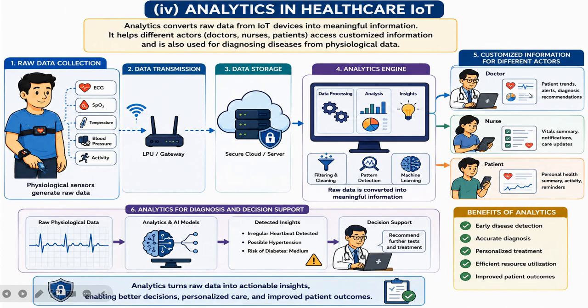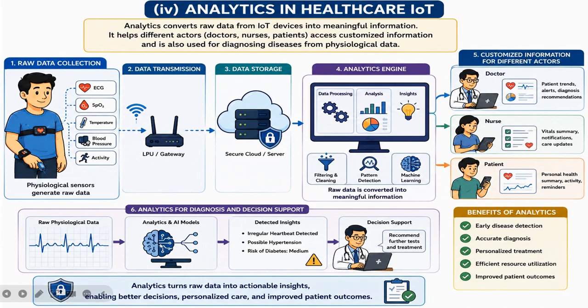Now, here you can see how different users receive the customized information based on their roles. So a doctor receives the detailed diagnostic report, then patient trends and the treatment recommendations, and here a nurse receives information related to patient monitoring, alerts and care updates, and the patient receives simplified health summaries, reminders and the personal wellness information. So this role based customization ensures that each user accesses only the information relevant to their needs.